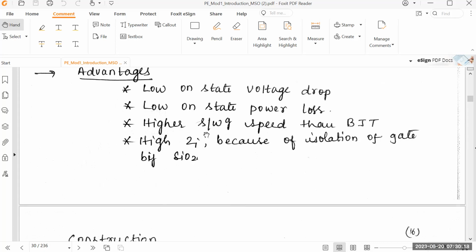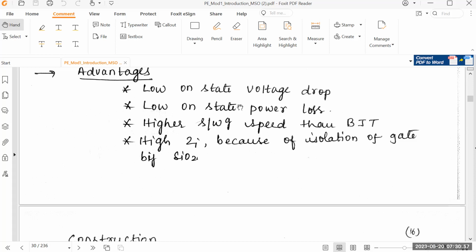The other one, it has a higher switching speed than the BJT. We are talking about the higher switching. What does it mean? We can talk about the switching part of the BJT. We are talking about the sinusoidal waveform. The sinusoidal waveform of this one is very good. And again here, the isolation of this particular device is very high because of the SiO2. It has a very high isolation, mainly because of the gate which has been designed with the help of SiO2.